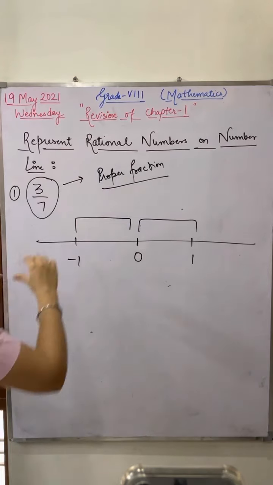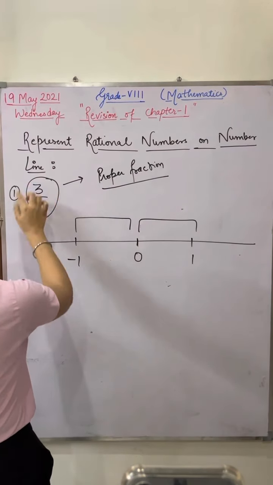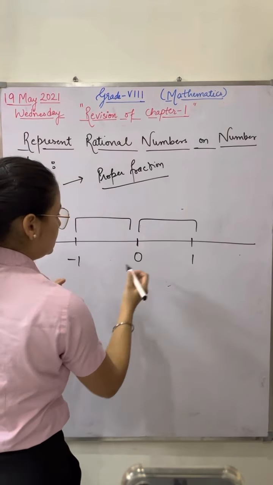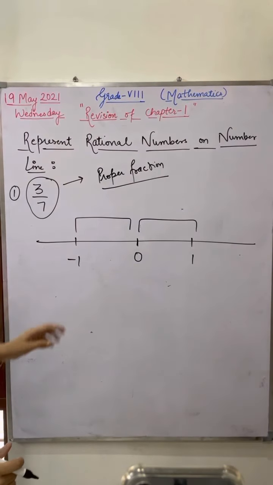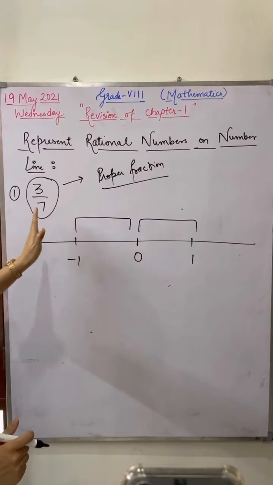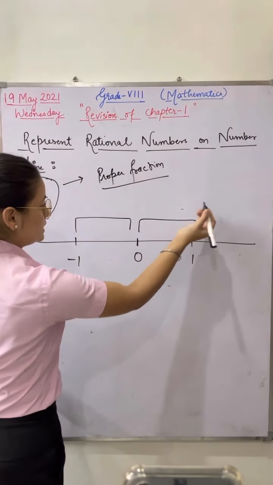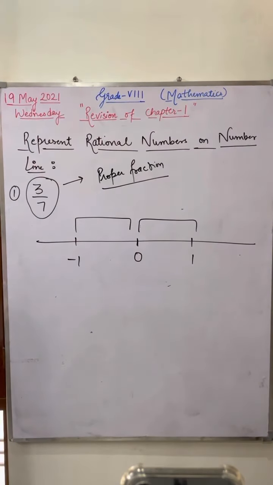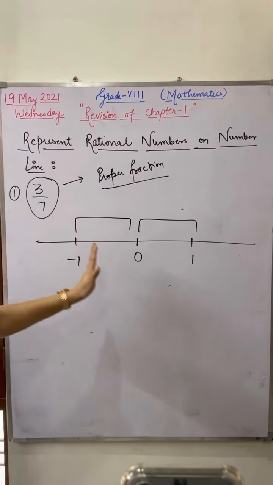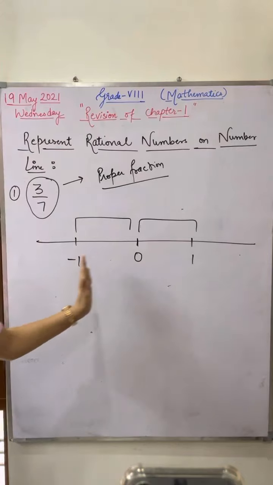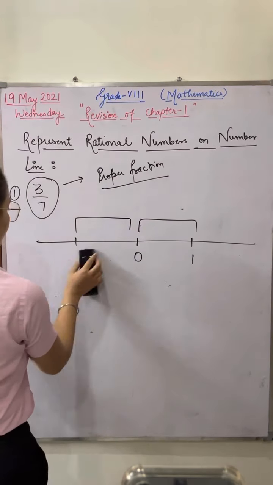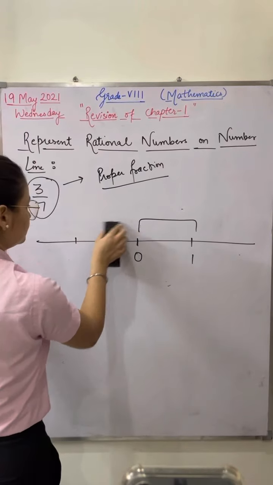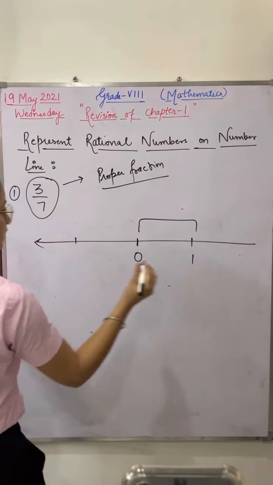The fraction which is proper, a positive fraction, will always lie between 0 and 1, and a negative one will lie between 0 and -1. So this fraction will lie on the right-hand side or the left-hand side? Which side will it lie? Very good, right side. Okay, so I'm going to remove this. This is your number line.